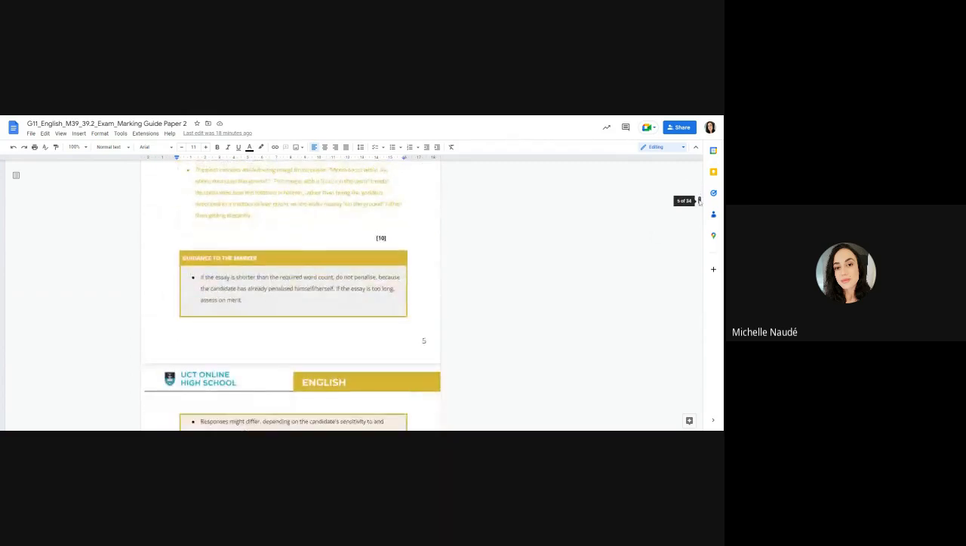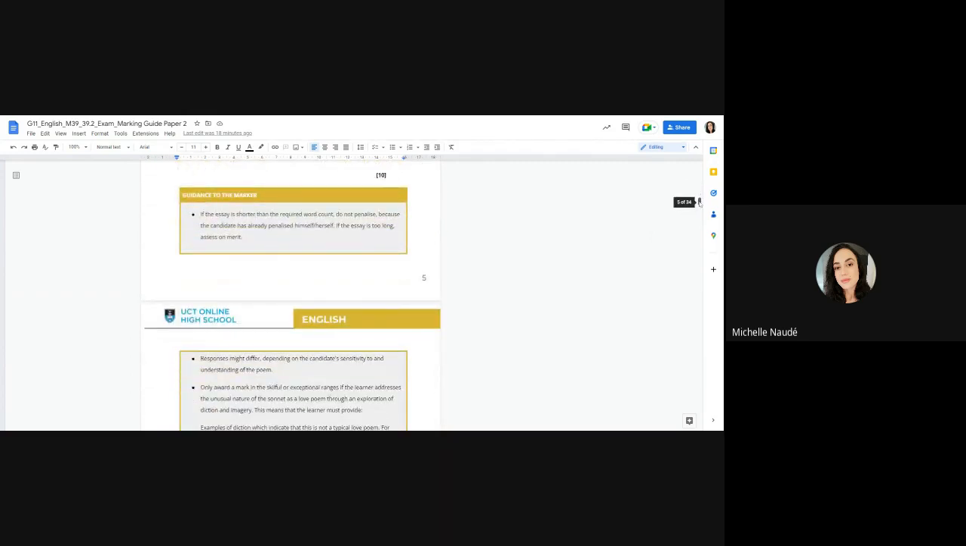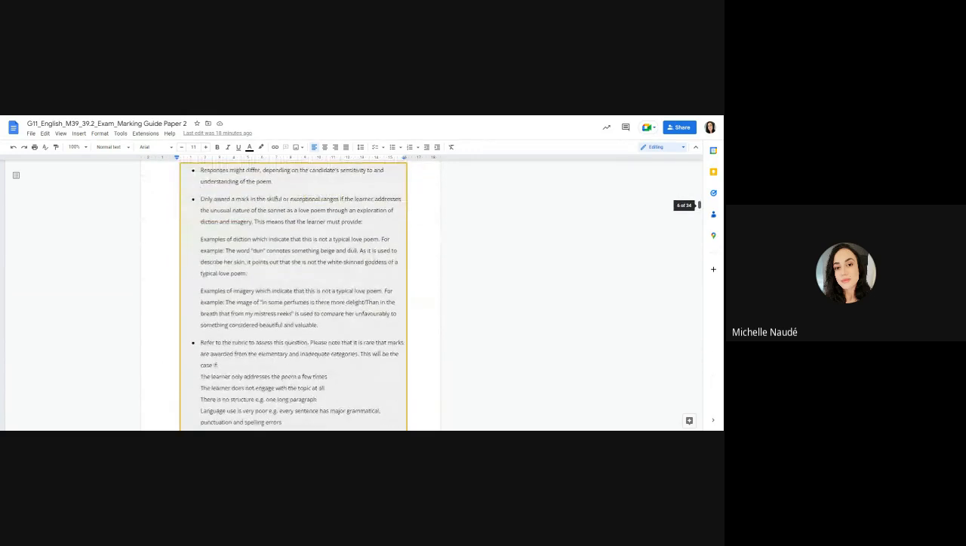And just to look at the last two bullets on the guidance to the markers, please under each question really read through this information in the yellow block. It has been put there to assist you and to make your marking process a lot easier. So just to look at the last two.